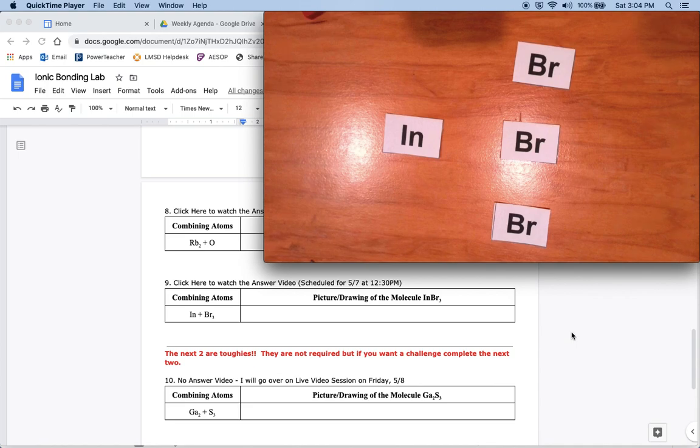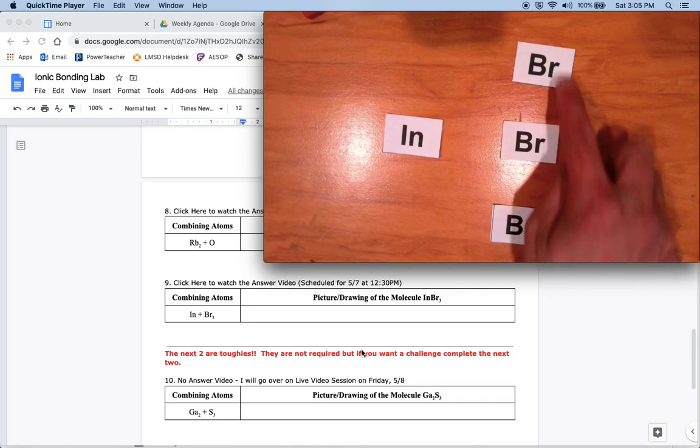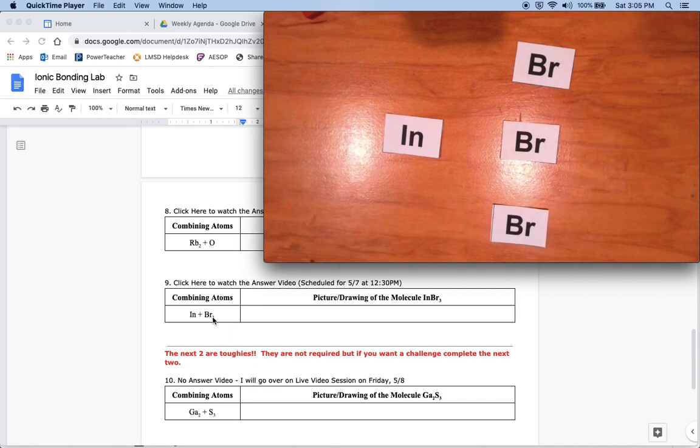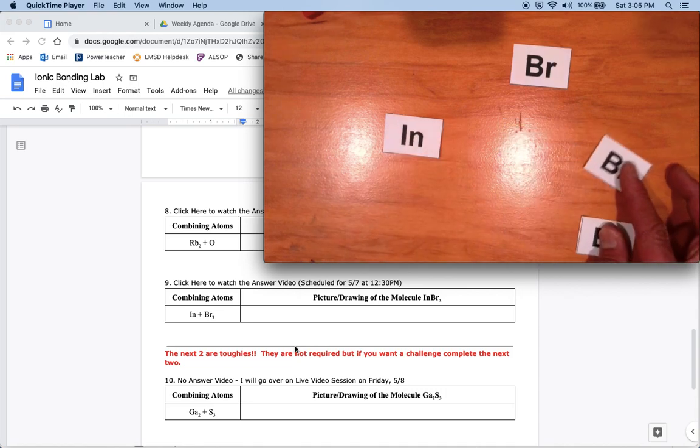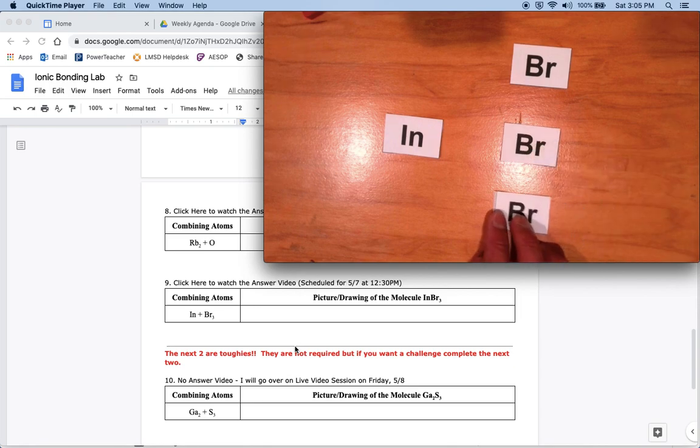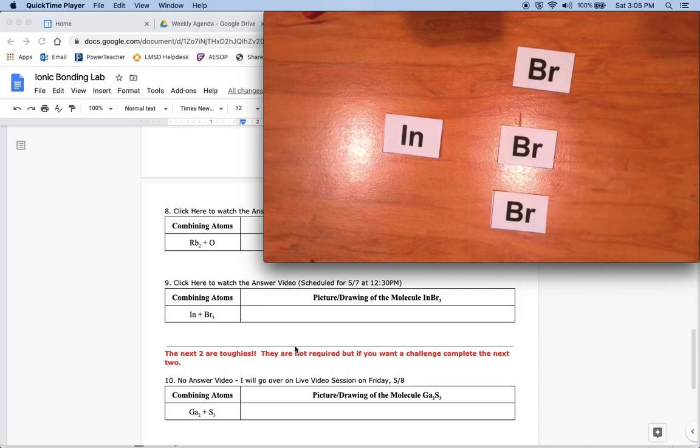All right, our last one here is indium and 3 bromine atoms. Remember, how do I know that I have 3 bromine atoms? Because when I see that number after the Br that says 3, I know that I have to have 3 of those to make this work. If I only did one of these, you're out of luck. It's not gonna work. So we're gonna have 3 Brs right there.